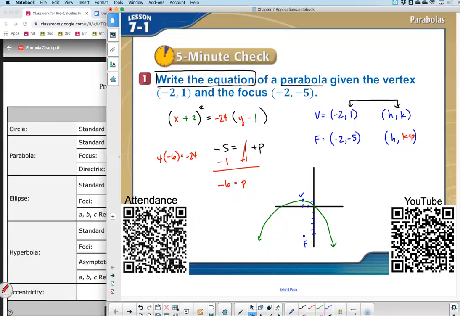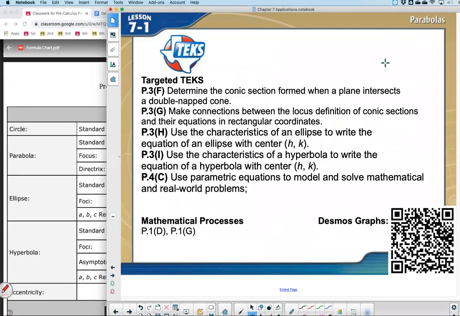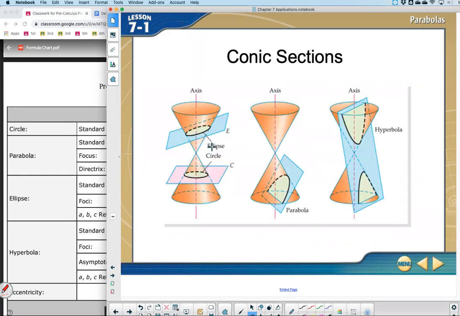All right, today we're going to check out lesson, what I call 7U or 7 applications. We're going to look at all the 4 different conic sections we've dealt with here: ellipses, circles, parabolas, and hyperbolas, as well as projectile motion at the very end of the lesson. So we're going to review all of chapter 7.